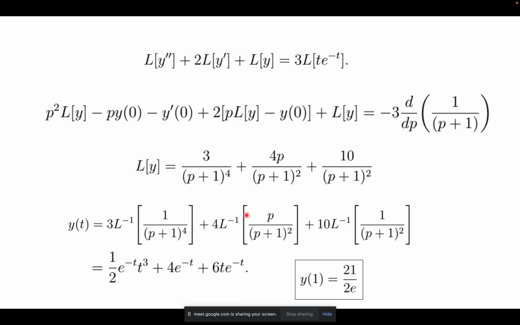Because (p plus 1) times 4 will cancel from here, you will be left with only 1 upon p plus 1. So that will result in 4 times e to the minus t, which is the inverse Laplace transform of 1 upon p plus 1. And similarly here you will be left with 6 times inverse Laplace transform of 1 upon (p plus 1) square, and that will result in 6 times t into e to the minus t. So this is your resultant solution, what you get after solving this equation.